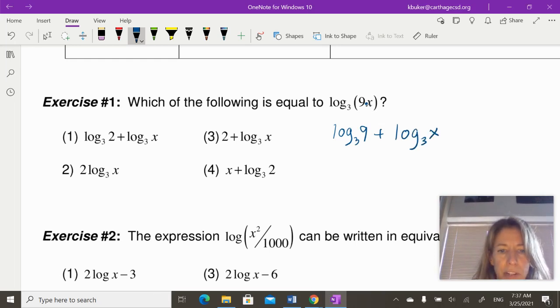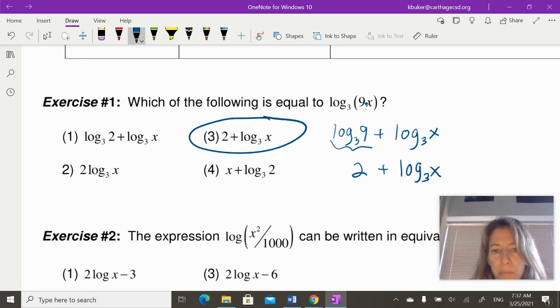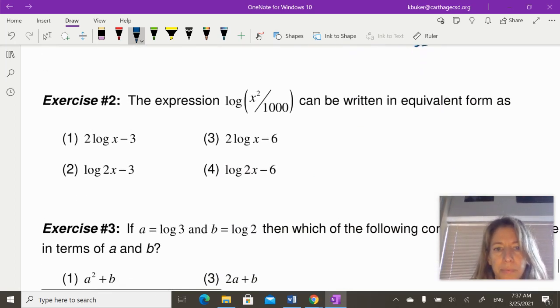And notice this answer is not one of the choices. So remember when I said when both the base and the input are numeric, we should try to reduce. So 3 to the second power is 9. So this just turns into a 2, and we end up with 2 plus log base 3 of x, which is choice 3. Okay, the next one.